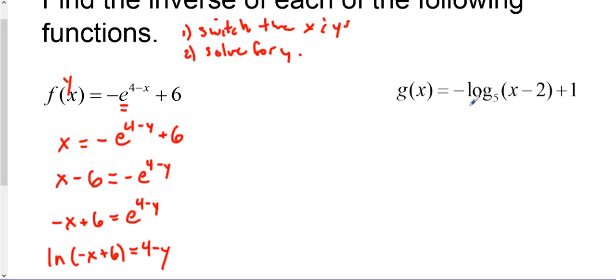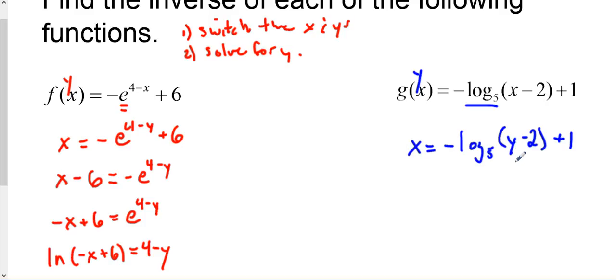Well, let's try this one over here. Let's say we have a logarithm. How do you find the inverse? Well, let's just do a couple of rules. We want to switch x and y. So we have x is going to equal negative log base 5 of y minus 2 plus 1. From here, we are now going to solve for y.